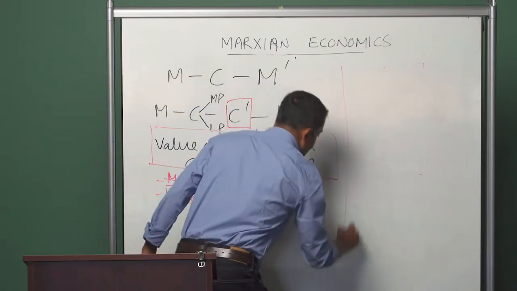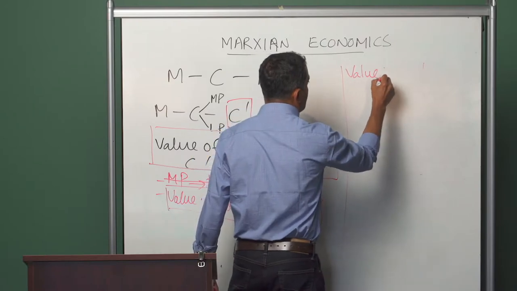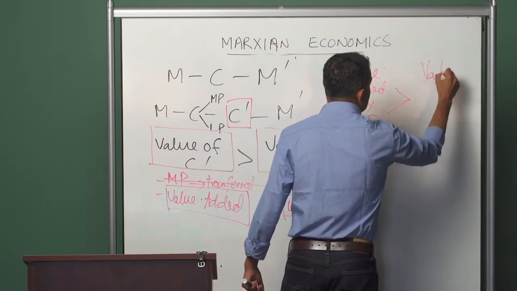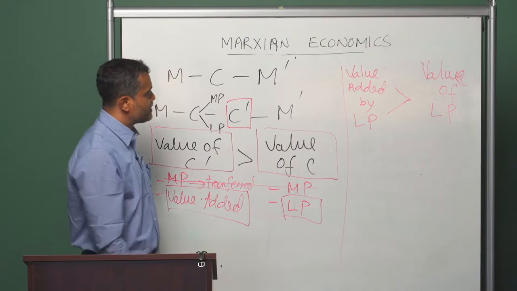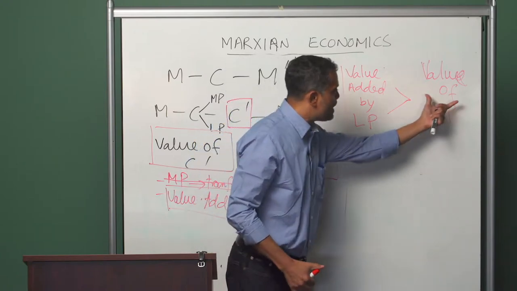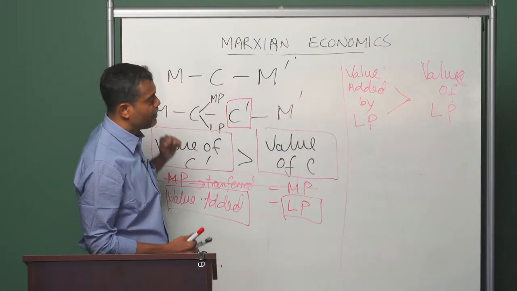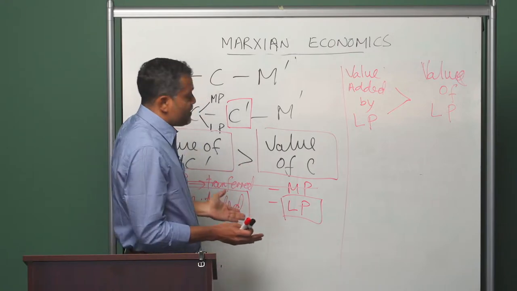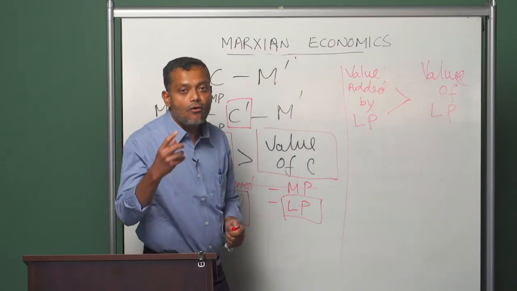So let me write it here. The only way that surplus value can be generated is if the value added by labor power is bigger than the value of labor power. So notice there are two different things on two sides of this equation. On this side we have value of labor power. So value of labor power is the value of the commodity that is purchased by the capitalist in the market. On this side we have a different thing, which is the value added by labor power. And the only way surplus value can be generated is if the value added by labor power is bigger than the value of labor power.